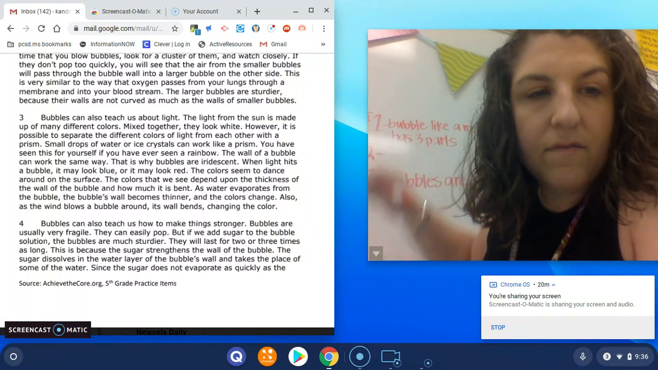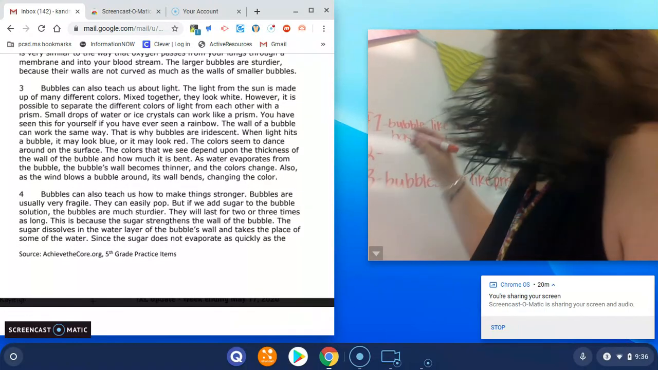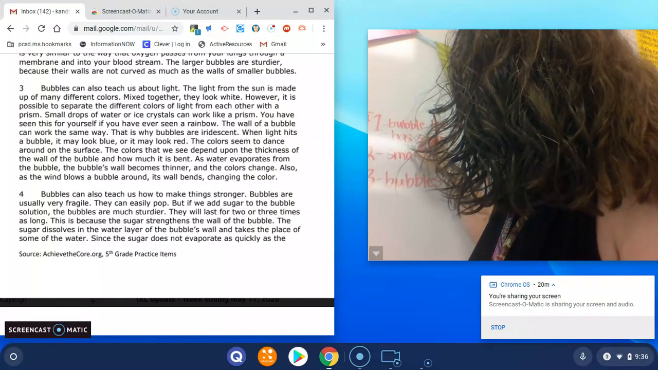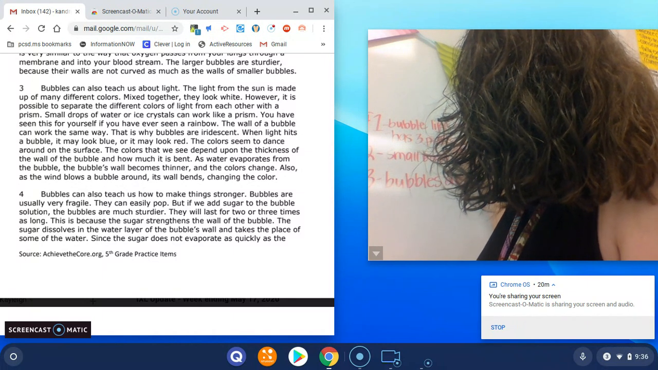Okay, in paragraph 2, small bubbles pass air to larger bubbles.